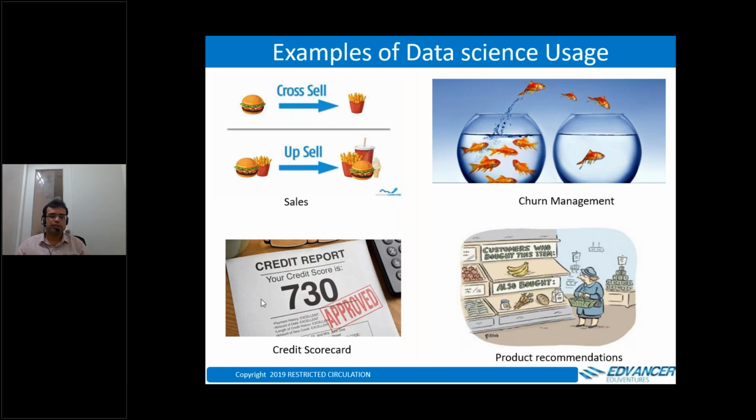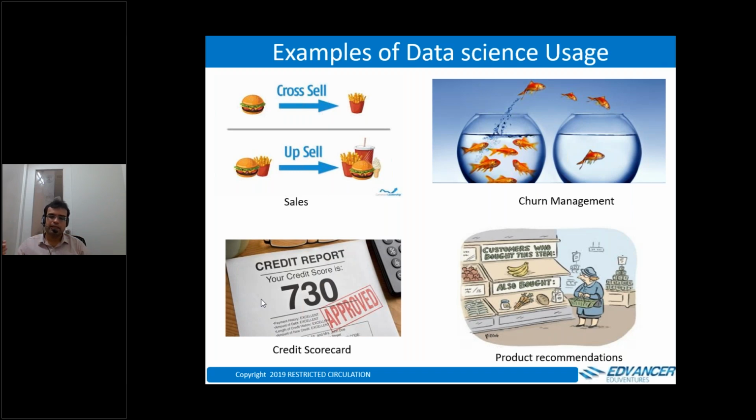Another example is that of the banking industry. When you go to a bank for a loan, they don't just give you the money like that, right? They make you submit a lot of documents, they collect a lot of data about you. Why are they doing that? They are doing that to understand, if they are giving you a loan, how likely you are to pay that loan back on time, right?